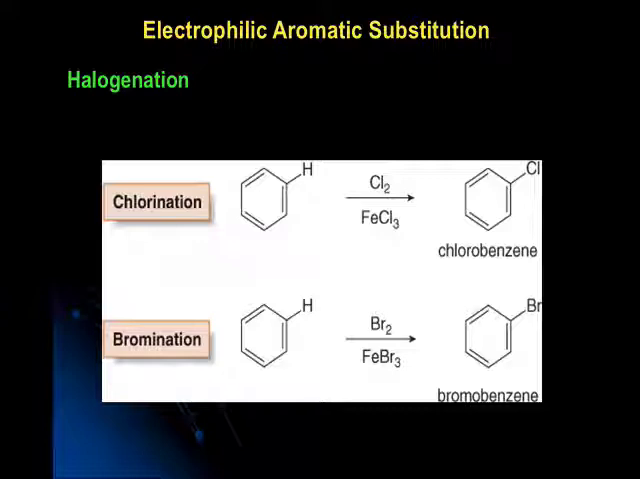Does it matter what mole equivalent you use of this stuff? Of what? Like the chlorine and the bromine? Typically we use an excess, but it has to be 1-to-1 at least. So for every mole of aromatic system you have to have at least 1 mole of chlorine. But quite frequently we'll use it in slight excess.